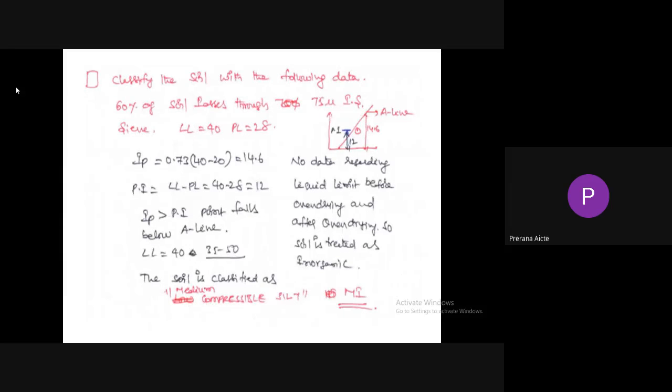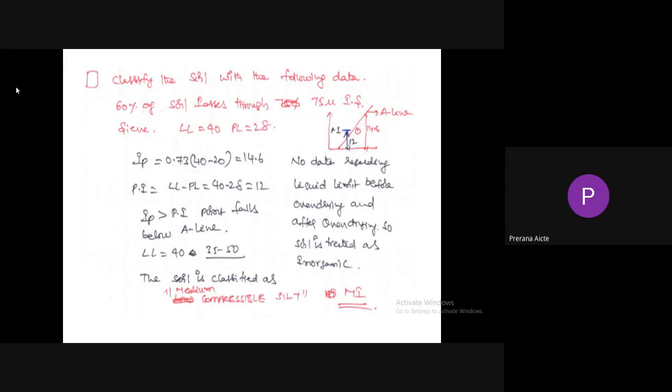Second one. Classify the soil with the following data. 60% of soil passes through the 75 micron IS sieve. That means more than 50% of soil passes through the 75 micron IS sieve, so it is called fine grained soil. Liquid limit equal to 40%, plastic limit equal to 28.